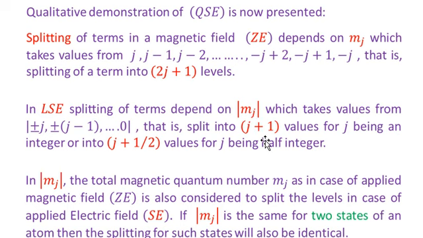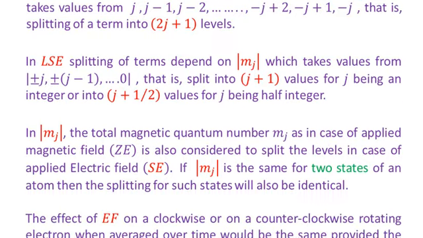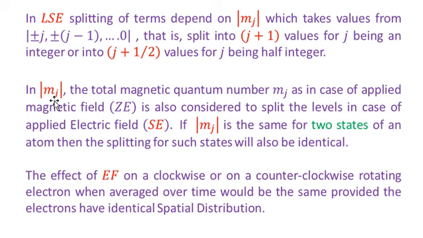And you know that its values are equal to j plus 1, not 2j plus 1 as in the case of the Zeeman effect. When j is an integer, and when j is a half integer, then the values of |mj| will be equal to j plus half. In |mj|, the total magnetic quantum number mj, or you may refer to it as the electric quantum number mj, as in the case of an applied magnetic field in the Zeeman effect, is also considered to split the levels in the case of an applied electric field, the Stark effect.